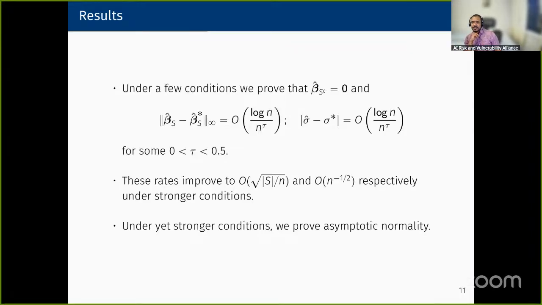Next level, if you make the conditions even stronger, you get to asymptotic normality. So here we can infer the asymptotic distribution of the parameter estimates, based on stronger and stronger conditions on the loss function and the restricted eigenvalue type assumption on the design matrix.